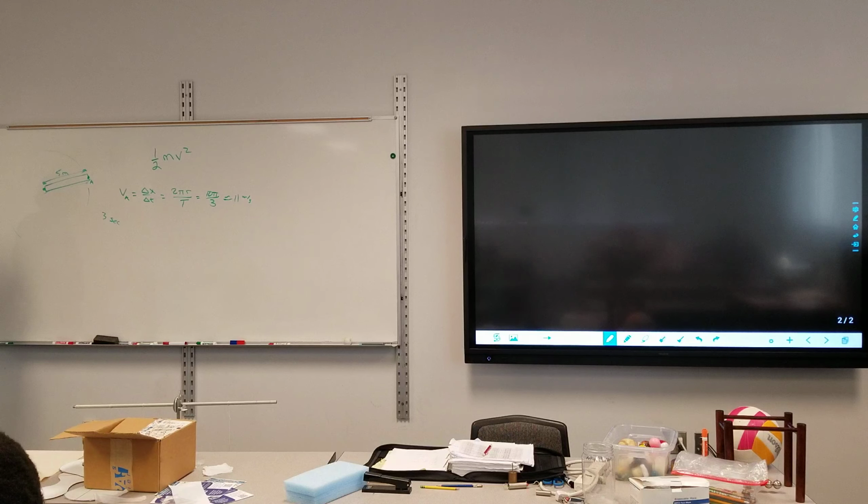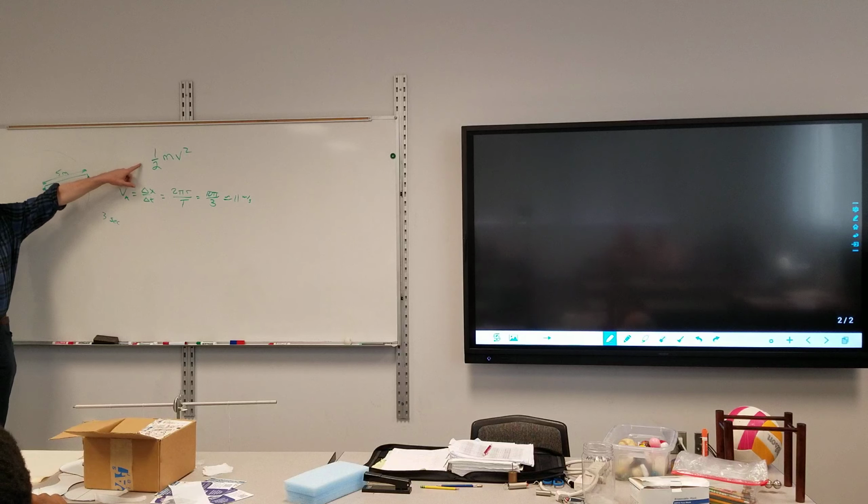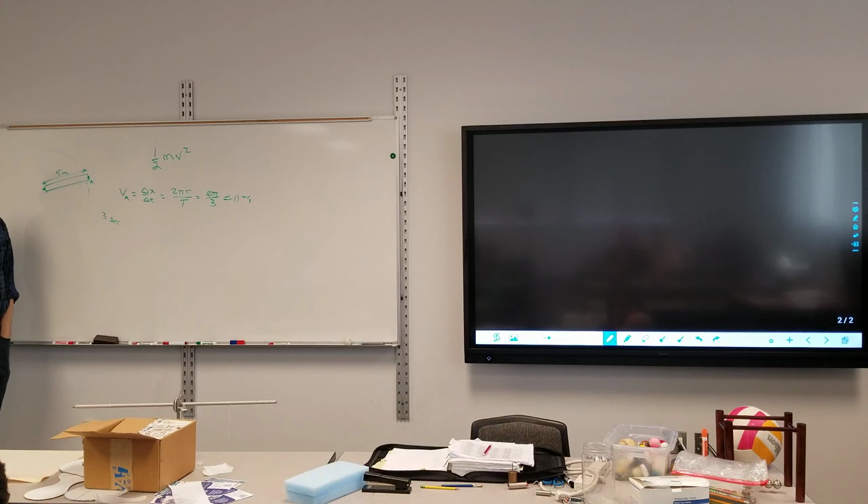Why can't we just plug that into there and go, we're done? Were we not trying to find the speed of the whole door, or were we trying to find that point? Well, this is the formula for kinetic energy. Yes. So the question I asked first was, what speed should we use for the door? Oh, okay.